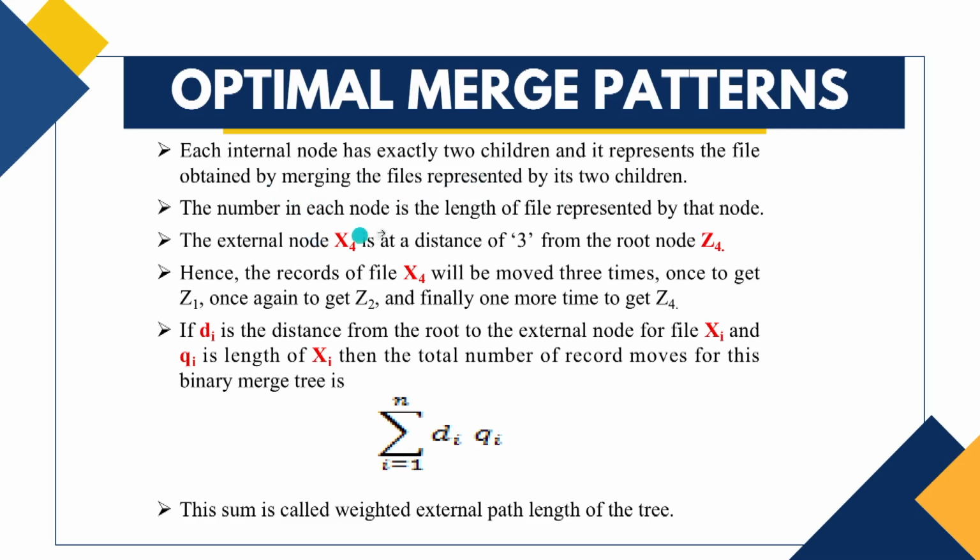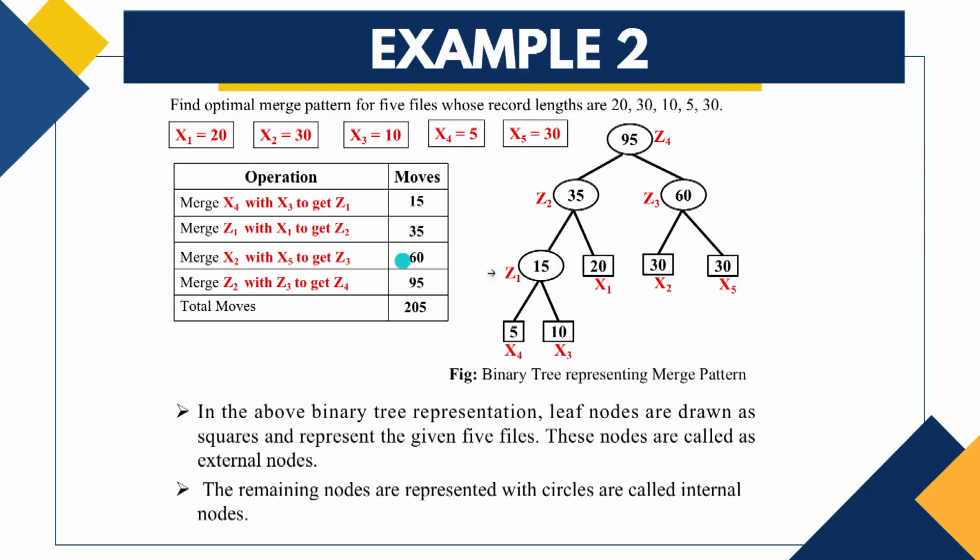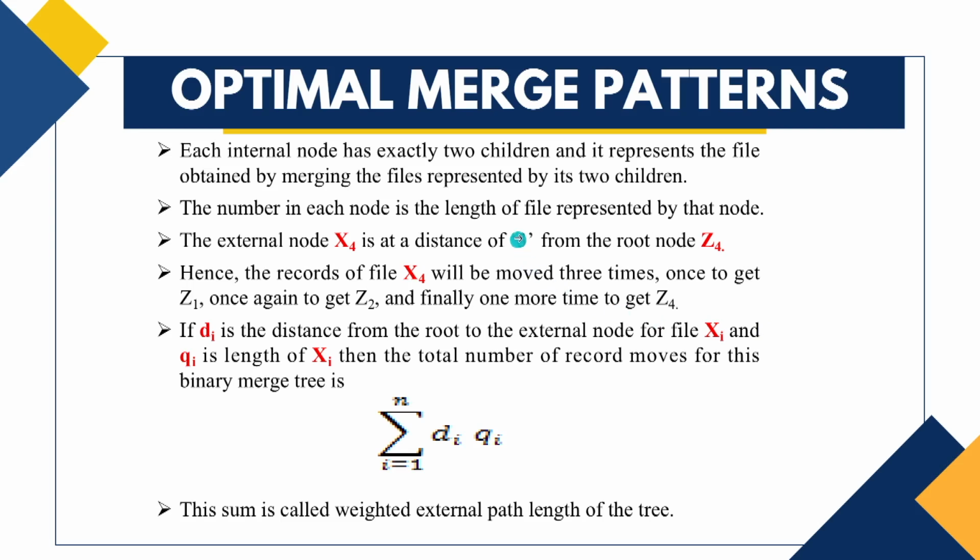The number in each node is the length of the file. For the external node, for instance, if we consider node x4, it is at a distance of 3 from the root node, which is z4. In this example, this is our x4. When you analyze the distance of x4 from the root, the path contains 3 edges, and so we say that it is at a distance of 3.